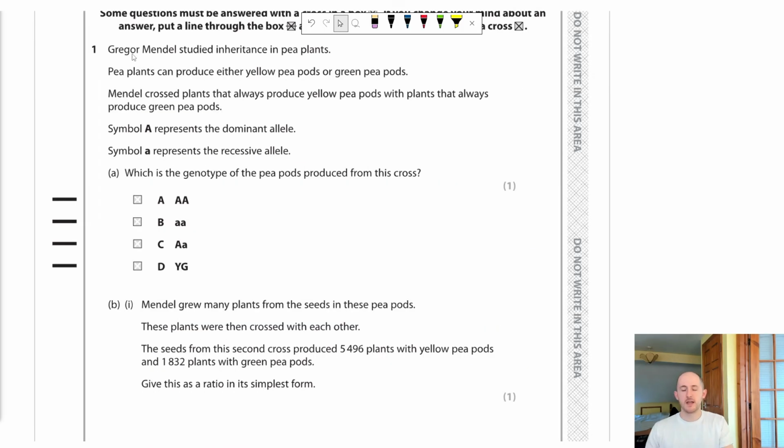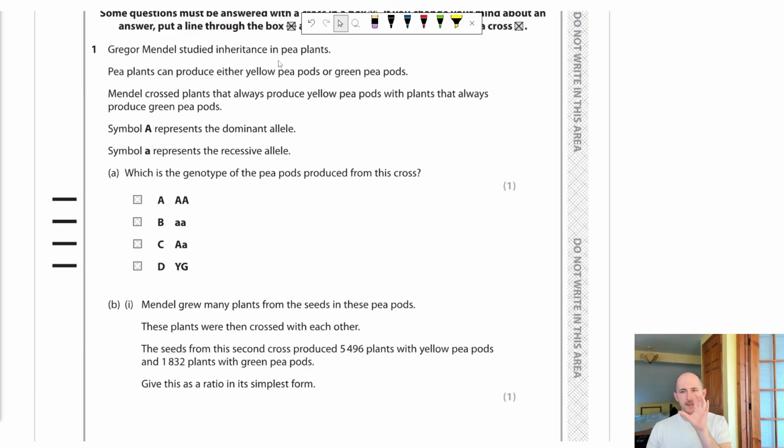For the first question, we have Gregor Mendel studied inheritance in pea plants. Pea plants can produce either yellow pea pods or green pea pods. Mendel crossed the plants that always produced yellow ones with plants that always produced green ones. Capital A is a dominant allele and little a is a recessive allele. So what is the genotype of the pea pods produced from this cross?